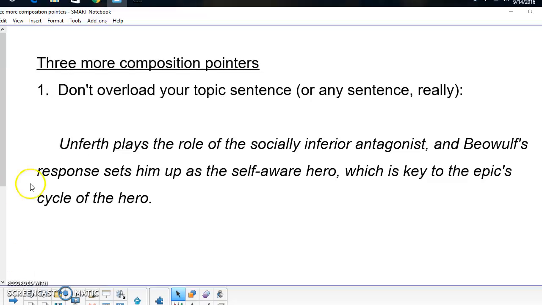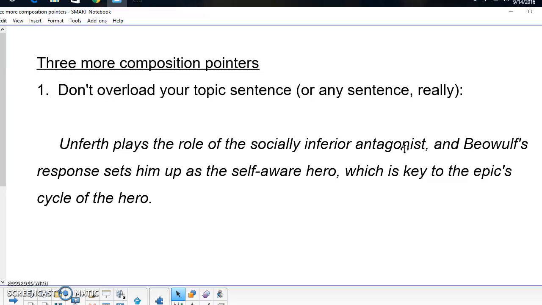So let's take a look at this sentence here. Unferth plays the role of the socially inferior antagonist. That's a really good phrase. I've got my character identified. I have a verb that isn't just "is," but a strong active verb. And then I have a nice key phrase over here, socially inferior antagonist. That's a key term that needs development.